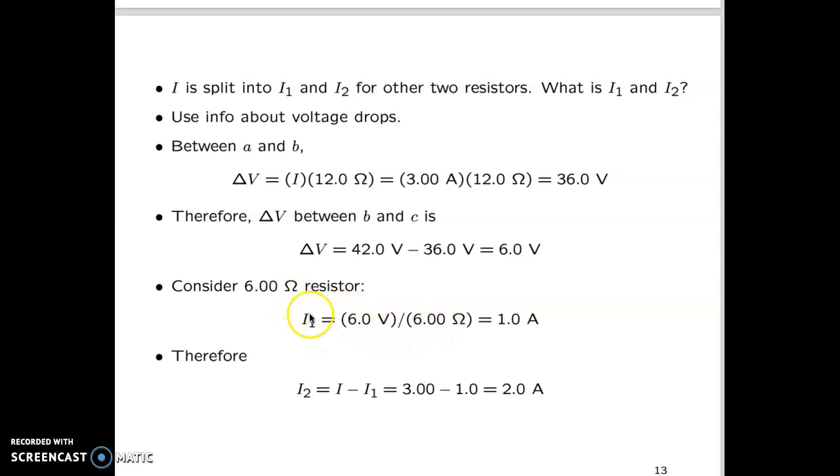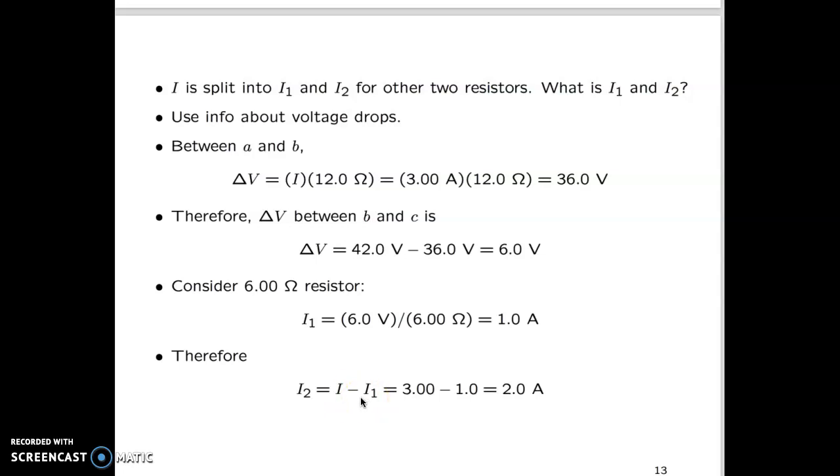So for the 6 ohm resistor, it's 6 volts divided by 6 ohms, so that's 1 amp. And the other one you could calculate in the same way, same potential difference, 6 volts divided by the resistance, and you would get the current. But another way to think of it is I2 is just the total current that comes into that branch point, at point B, right?